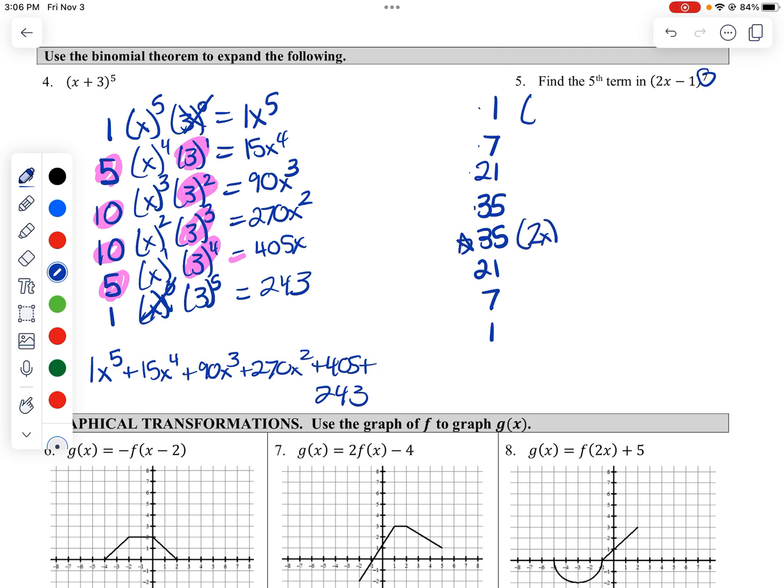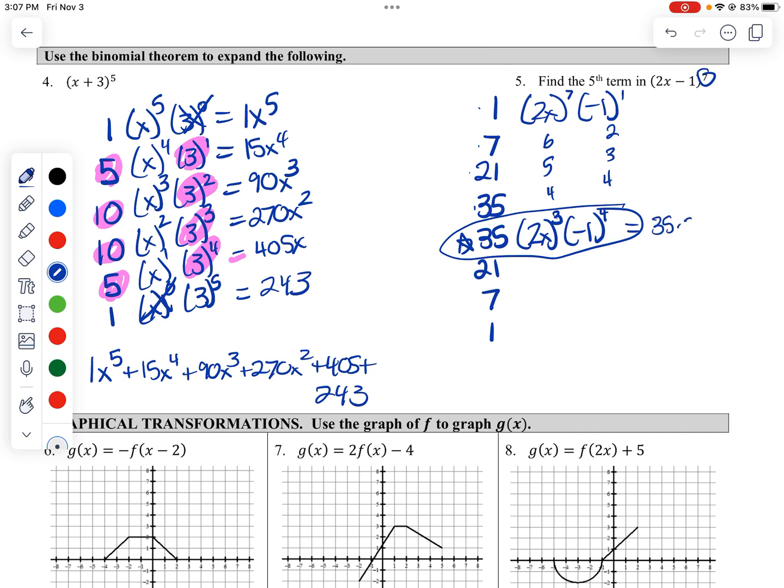So this is 2x and negative 1. I don't have to fill this all in, because I know this is to the power of 7, 6, 5, 4, 3. And if it has to add to 7, this has to be 4. So this is the term we want. Well, this is really 35 times 2 to the 3rd, x to the 3rd, and negative 1 to the 4th is just 1. So 35 times 8, we have 280x to the 3rd.